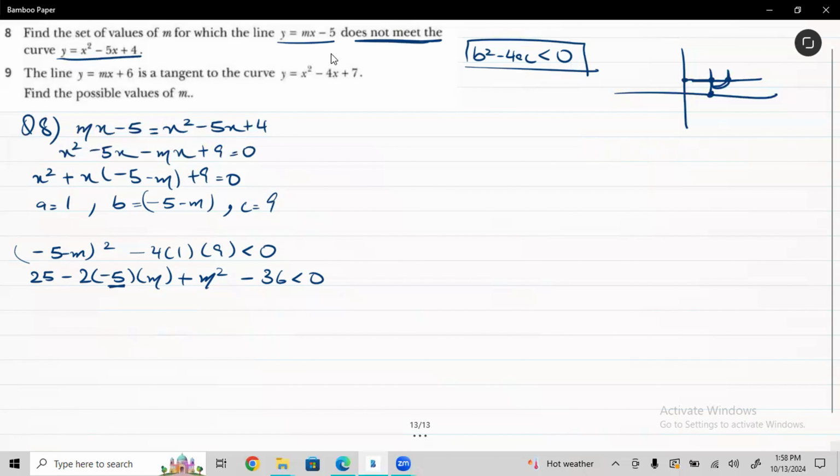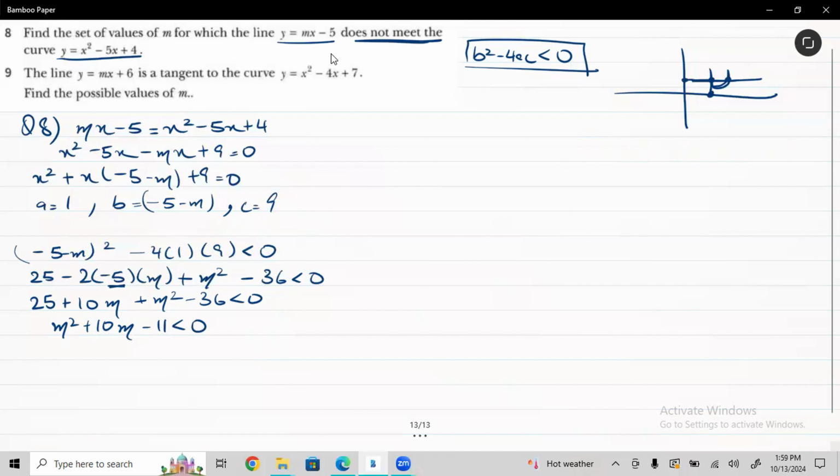So 25 minus, in fact, that would become positive 10m. 25, 10m, positive 10m plus m squared minus 36 is lesser than 0. Now what we would do is simplify this. 25 minus 36 would give me minus 11. So m squared plus 10m minus 11 is lesser than 0.